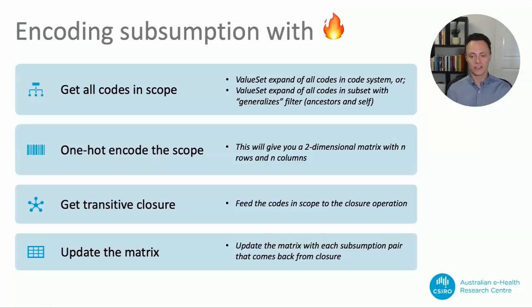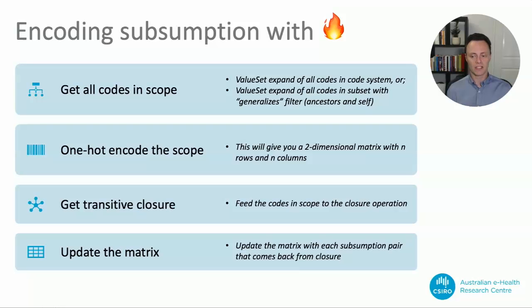You can then use the terminology server to retrieve all these codes. You might require all the codes within a system, or you may be able to restrict the exercise to a subset of codes. If you do use a subset, you will need to include all the ancestors of those codes. Then you create a one-hot encoding of all the codes in the scope. This will create a square matrix with a number of rows and columns that are equal to the number of codes. The next step is to feed the codes into the closure operation.